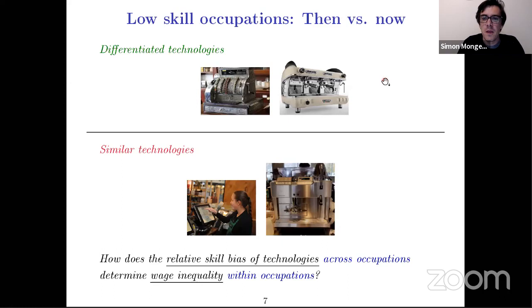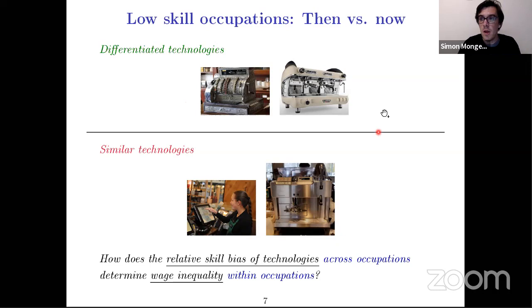Right. So you've got these two jobs and they both take in the same kind of vector of skills. They both require some, say, non-routine cognitive skills, some routine cognitive skills and some routine manual skills. The two jobs have some skill bias. The coffee machine, making coffees, requires more routine manual skills. Running the cash register, serving customers, requires some more routine cognitive skills, right? But they both require some of the one or the other.